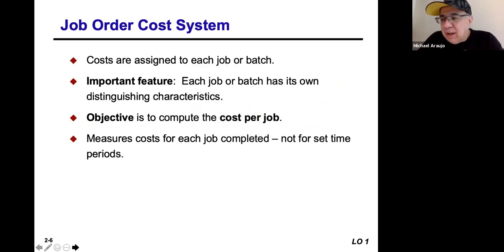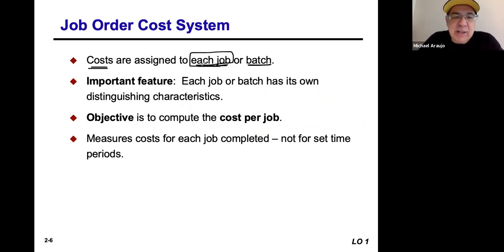However, what's more popular is something called a job order cost system. That's when companies are keeping track of costs for each job. Another way to look at a job is a batch. We'll talk a little bit about the difference there in a second. Let's say the job is to make a movie.